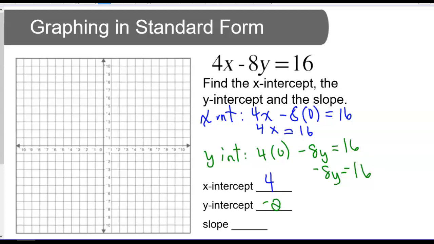Alright, so let's graph this one. My x-intercept is 4. My y-intercept is negative 2. I can find the slope. I'm going up 2, and I am going to the right 4. So my slope is up and right, and I'll always reduce my slope. I'll get 1/2. And now I want to make my line. It's going to look something like this.